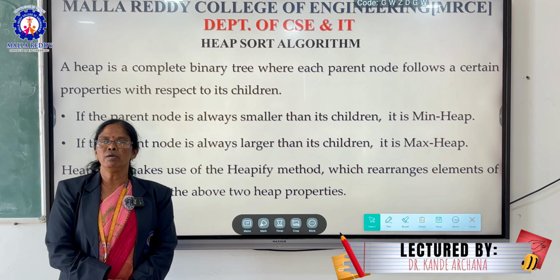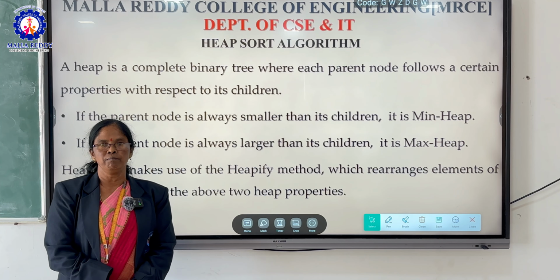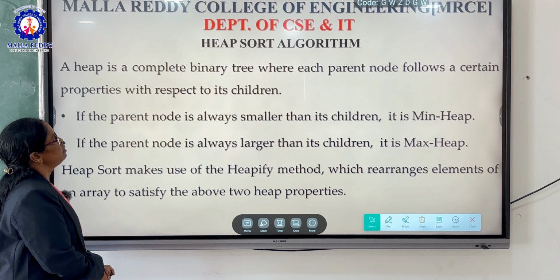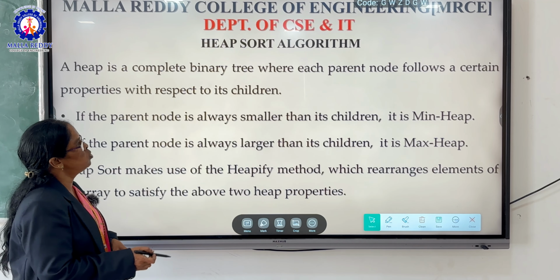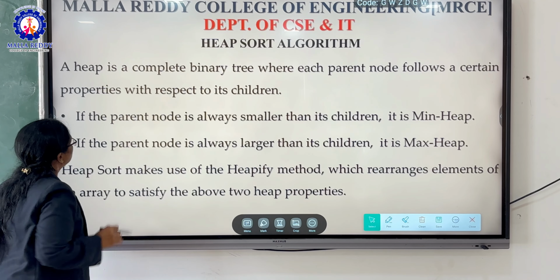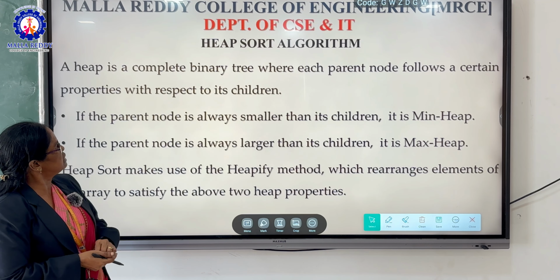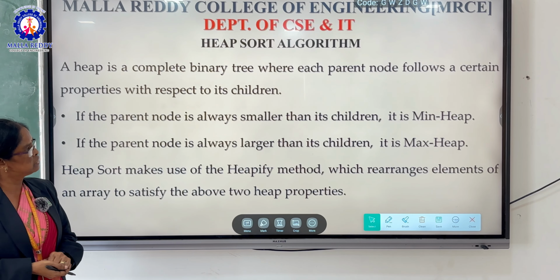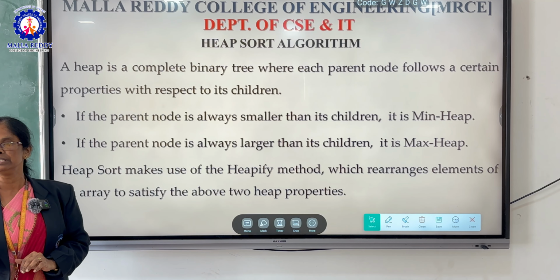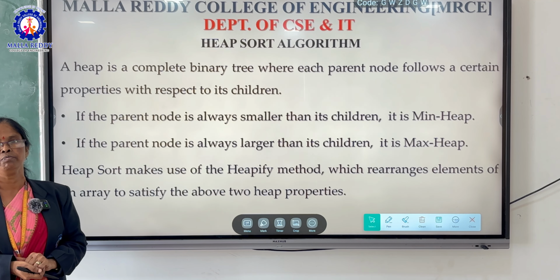Hi everyone, today I am going to explain the heap sort algorithm. Basically, heap sort is based on a binary tree where each parent node satisfies certain properties. If the parent node is always smaller than its children, it is a minimum heap. If the parent node is always larger than its children, it is a maximum heap.